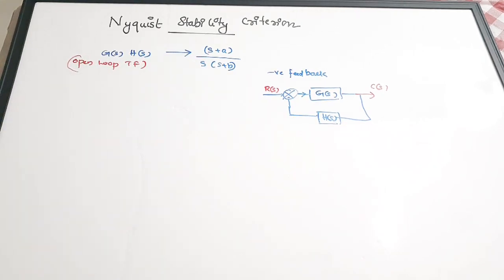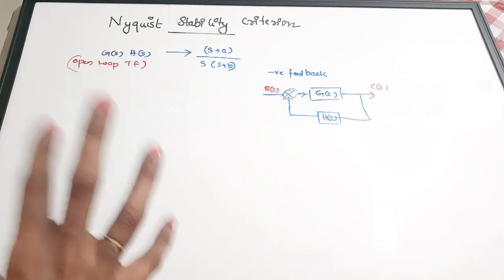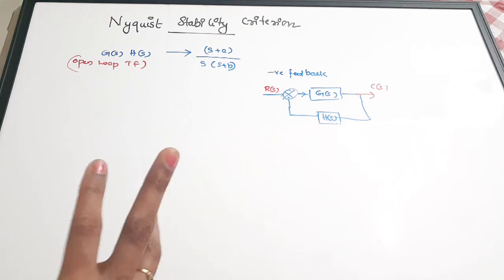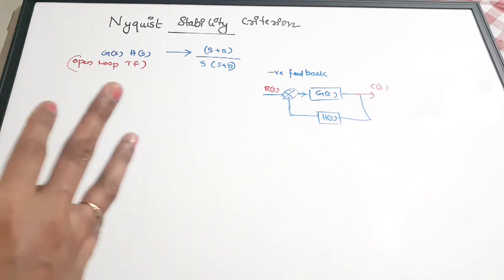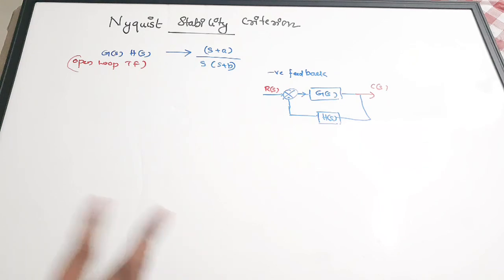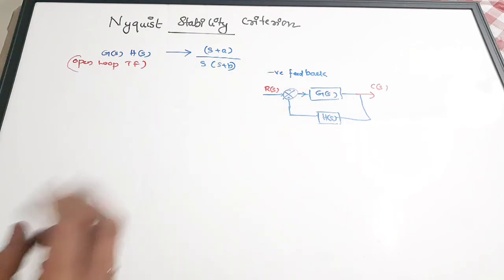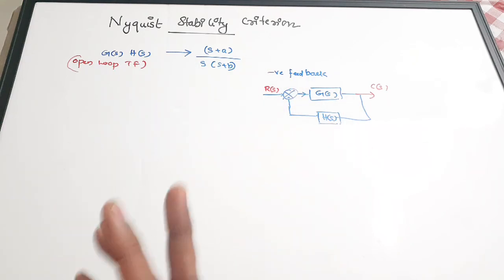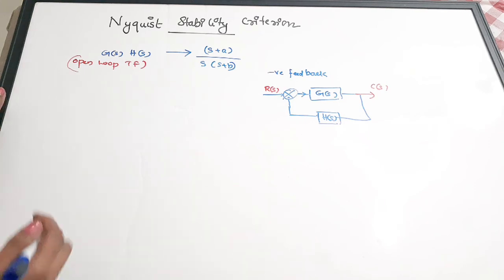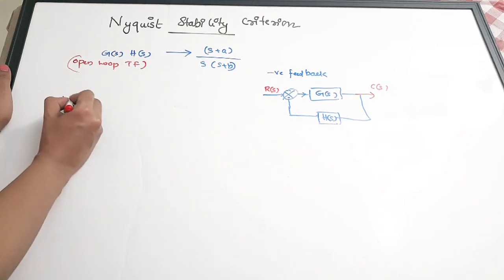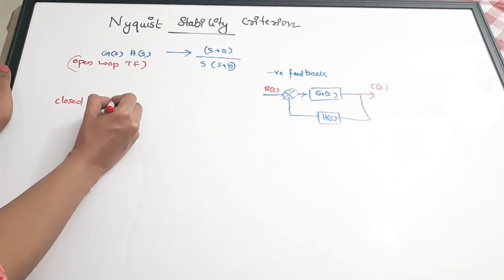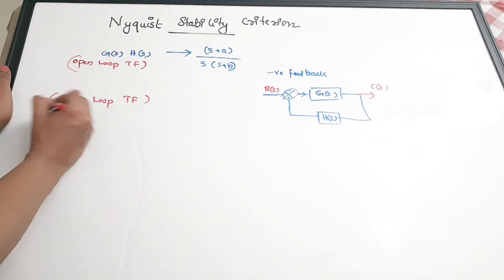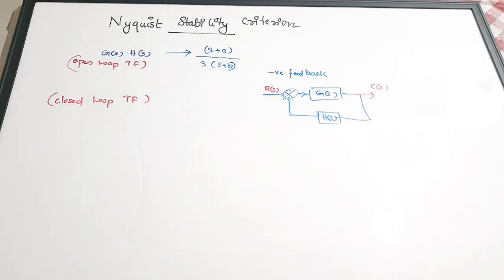Now, first I'm going to find my closed loop transfer function. That is how it is related. How can we find the stability of the closed loop from the open loop? You need to first derive, right? So for that purpose, I'm going to find my closed loop transfer function. TF means transfer function.